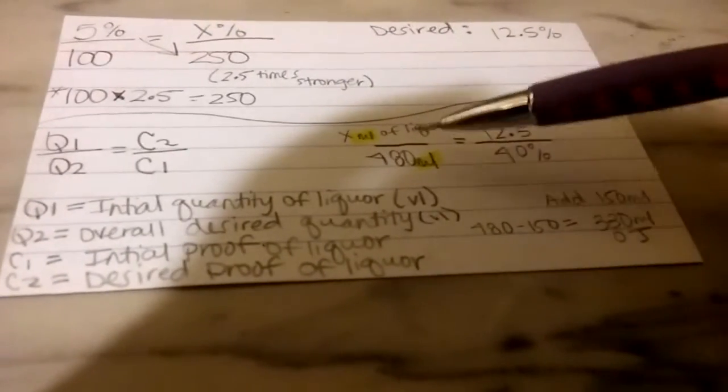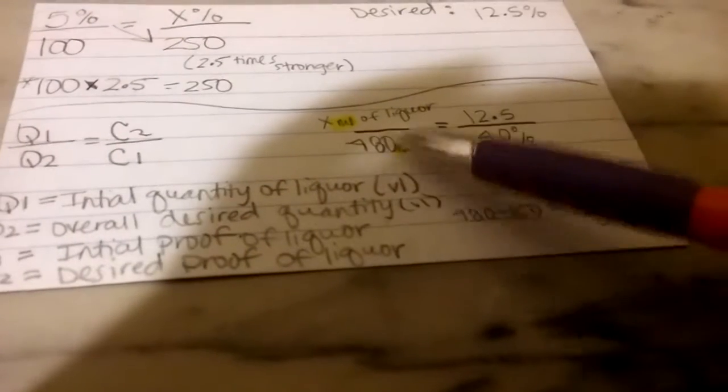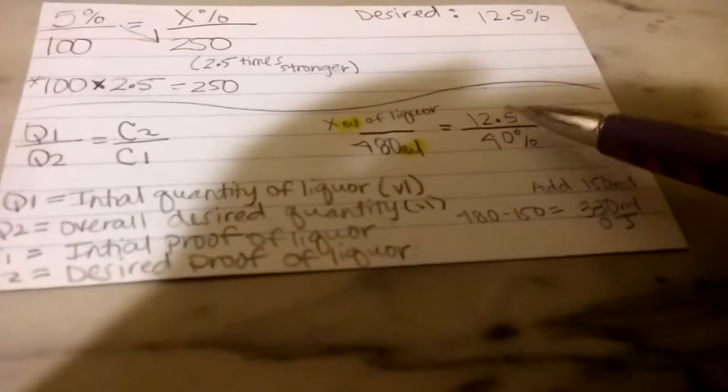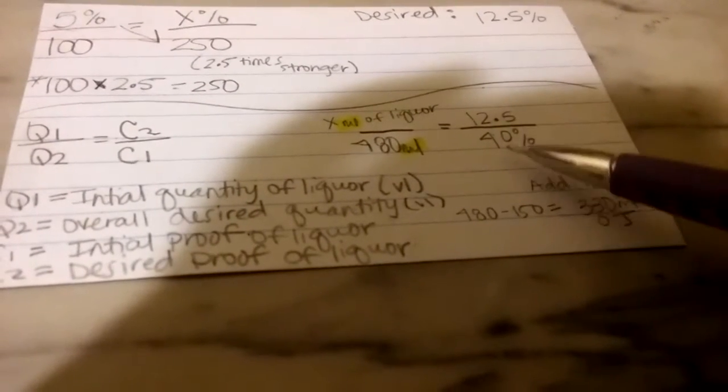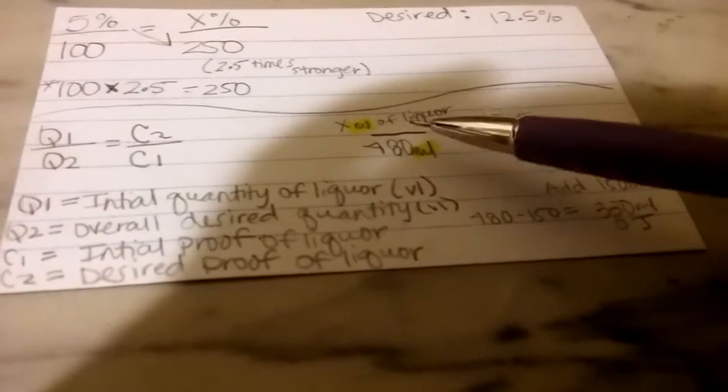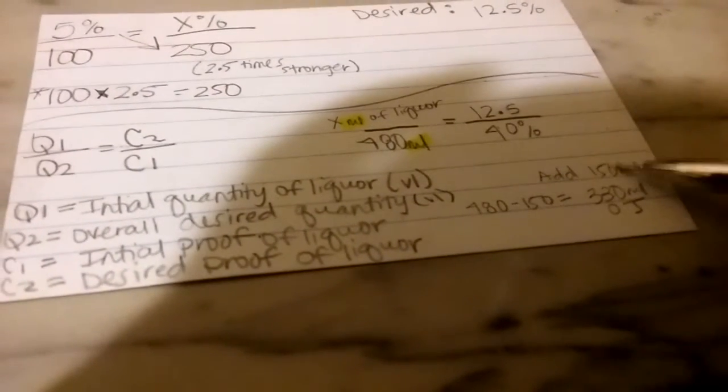Now, okay. We're just going to multiply the 480 times the 12.5, and then divide by 40, which gave me 150.